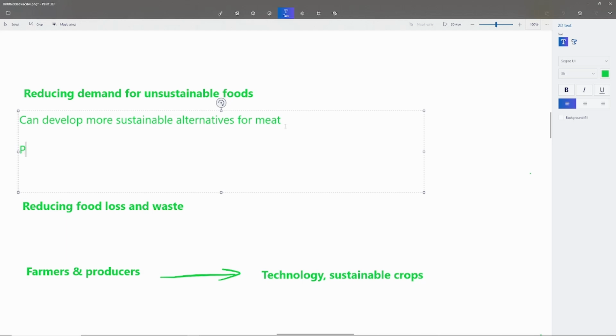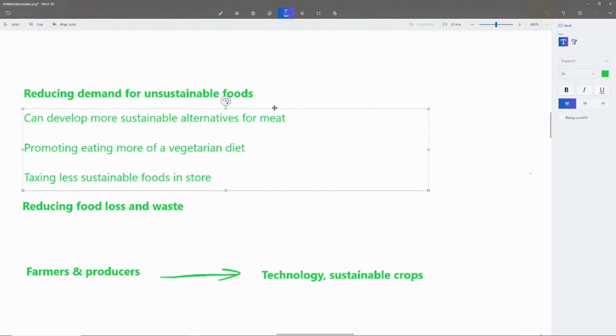Then also promoting eating more of a vegetarian diet. And the third one could be just taxing less sustainable foods in store. So as you can see, the end goal would be to promote less meat consumption in order for farmers not needing to produce it as much, and we could move over to more sustainable food, and also maybe even meat alternatives in that case.